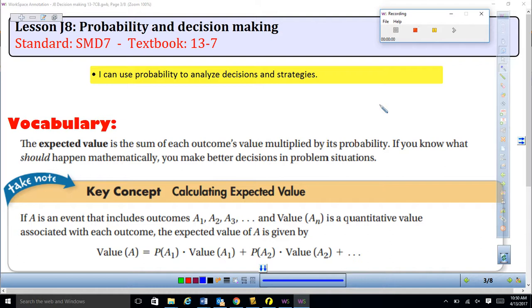If A is an event that includes different outcomes, A1, A2, A3, and so forth, and value AN is a quantitative value associated with each outcome, then the expected value of A is given by value A equals probability of A1 times value A1 plus probability of A2 times value of A2 plus probability of A3, and so on and so forth.